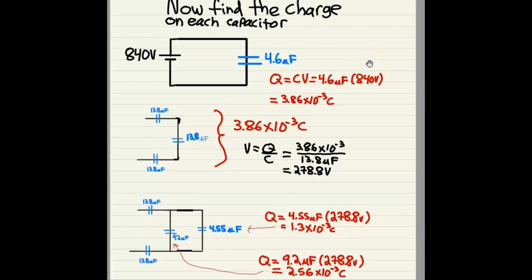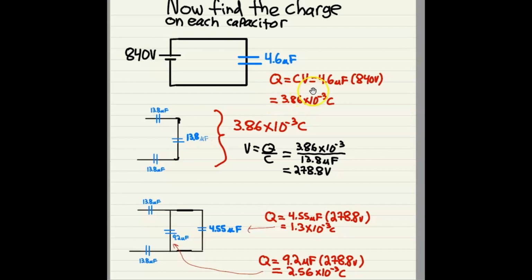Now the question is to find the charge on each capacitor. And in order to do that, you take the schematic which is the most reduced. In this case, it just has one capacitor, and in general, that's going to be the case. This is connected to an 840 volt battery, and then we're going to work our way backwards through all the diagrams that we already drew.